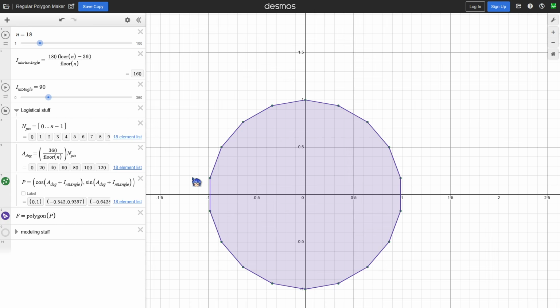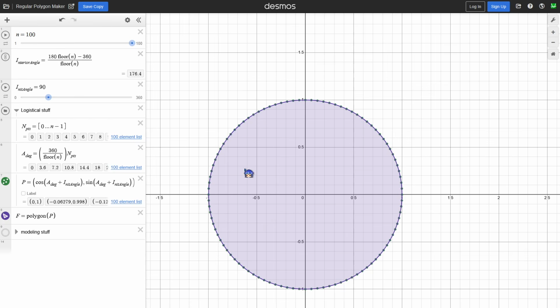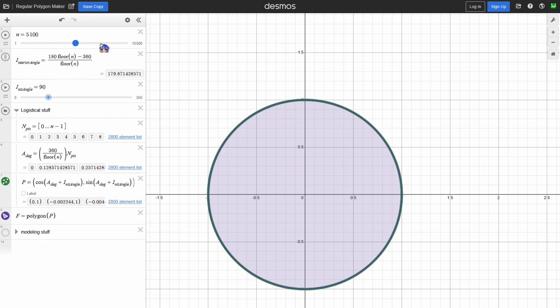Something particularly interesting that I found though, this is entry-level calculus here. If we set the amount of points to 100, it looks like a circle, right? And the interior angle is getting larger and larger. Now the really interesting part, if I set this to 10,000, this looks pretty well like a circle, right? And we can even see the interior angle is approaching 180, but it's never going to get there. There's a really good reason for this.